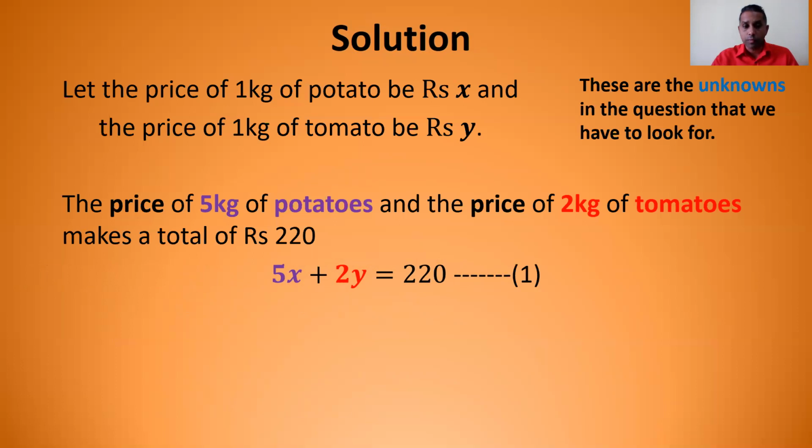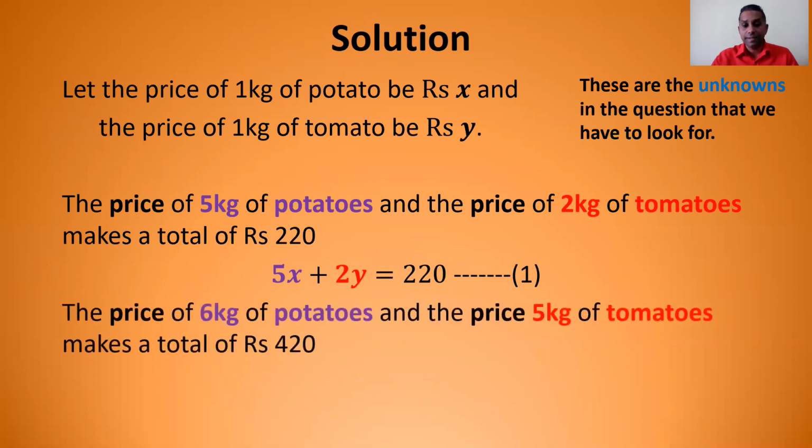In the same way, we were told that Selvina bought 6 kilograms of potatoes and 5 kilograms of tomatoes for a total cost of 420 rupees. With this information, we have the following equation. 6x plus 5y is equal to 420 rupees. Now we have the two equations in the problem, students.